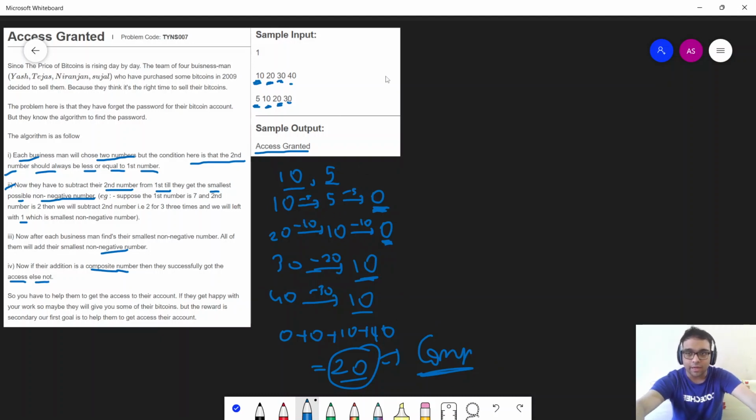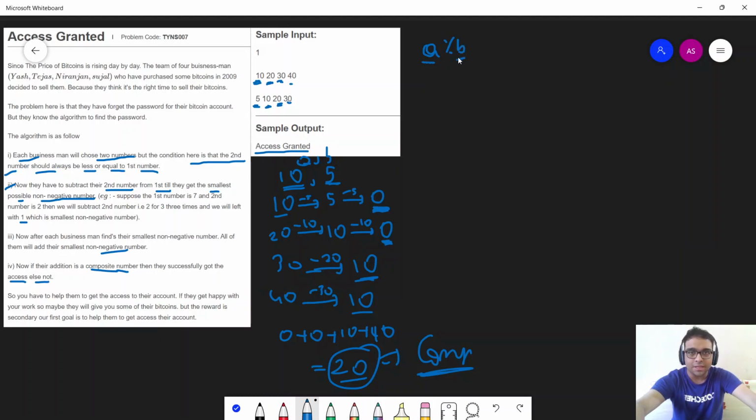Now let's see how we can approach this problem. Firstly, one basic observation is that subtracting two numbers, say a and b, until the smallest non-negative integer is achieved, is nothing but, in number theory, a modulo b.